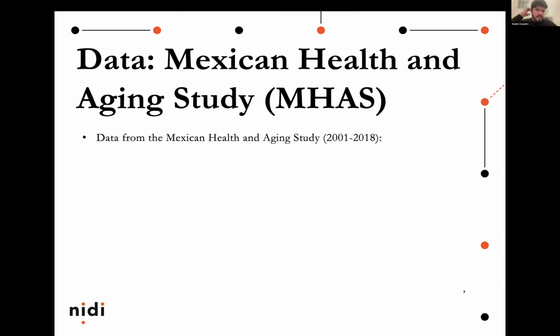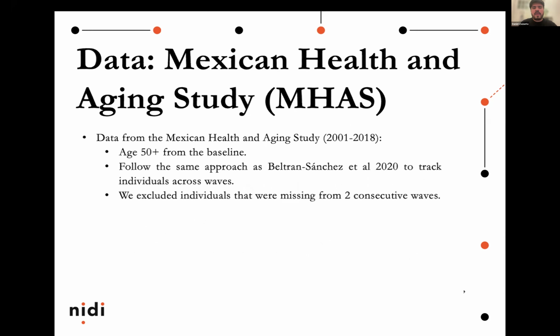So the data, as I already mentioned, is from the Mexican Health and Aging Study. We look at wave 1 up to wave 5, which is in 2018. The criterion for inclusion of a participant in the study is that they were 50 years or older at the baseline, so in 2001. Then I follow the same approach as Irán Beltrán Sánchez in another paper he published on occupation and mortality, and how to track individuals across waves. We use similar criteria of excluding individuals that were missing for 2 consecutive waves.